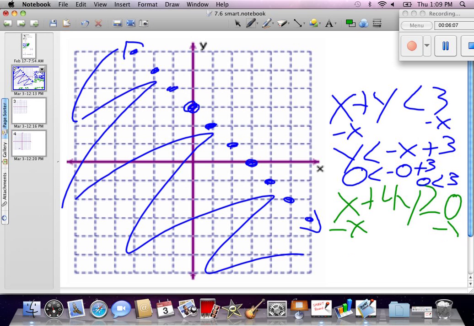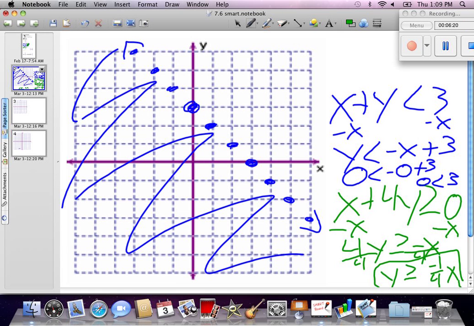I'm going to go down here to my green one. Is this in slope-intercept form? No. So I'm going to subtract x from both sides. I get 4y is greater than or equal to negative x. Divide everything by 4. And I get y is greater than or equal to negative 1/4 x. Sorry, I know this green is hard to see.